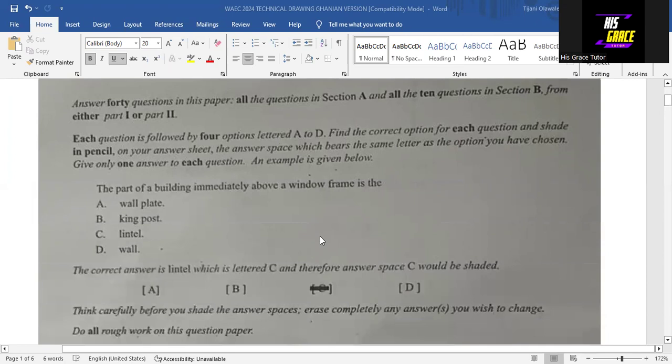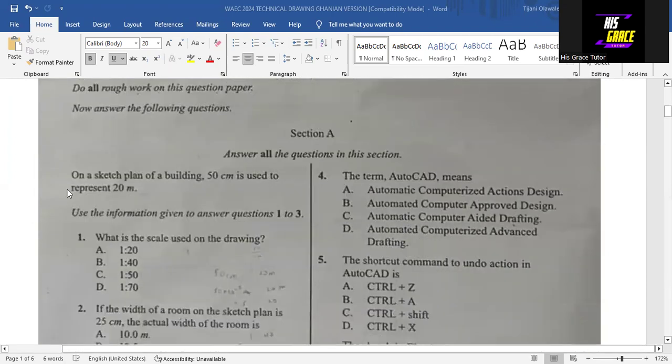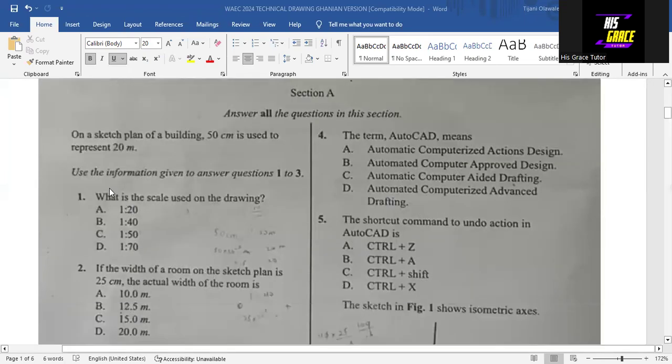We are going to answer question 1 to 40. Okay, so let's start with question 1. It says that on a sketch plan of a building, 50 centimeters is used to represent 20 meters. And we're asked to use this information given to answer questions 1 to 3.